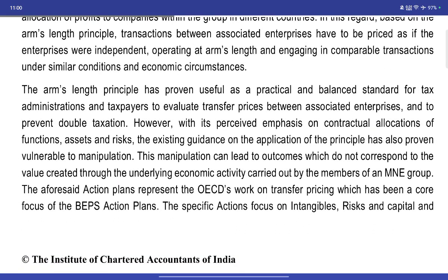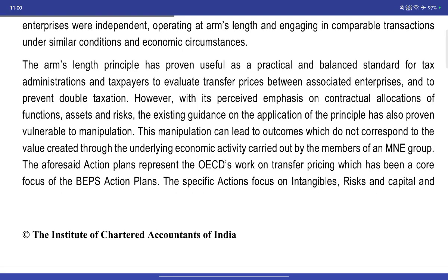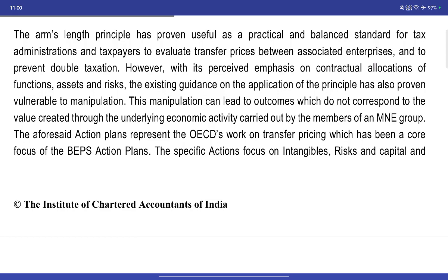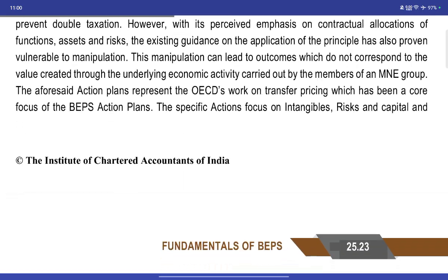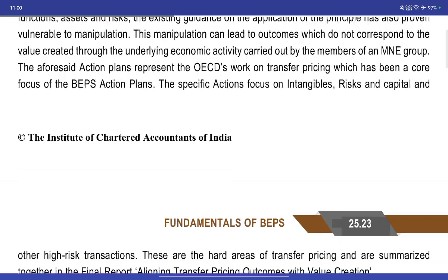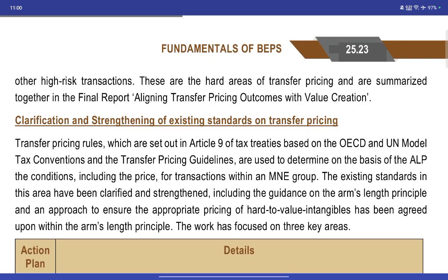The arm's length principle has proven useful as a practical and balanced standard for tax administrations and taxpayers to evaluate transfer prices between associated enterprises and to prevent double taxation. However, there is a perceived emphasis on the contractual allocation of functions, assets and risks, and existing guidance on the application of the principle has also proven vulnerable to manipulation. The manipulations lead to outcomes which do not correspond to the value creation of the underlying economic activities carried out by the members of MNE groups. The aforesaid action plans represent OECD work on transfer pricing, which has been a core focus of the BEPS action plan. These actions specifically focus on intangibles, risk and capital, and other high-risk transactions. These are the hard areas of transfer pricing, and, summarized together in the final reports, they aim to align transfer pricing outcomes with value creation.